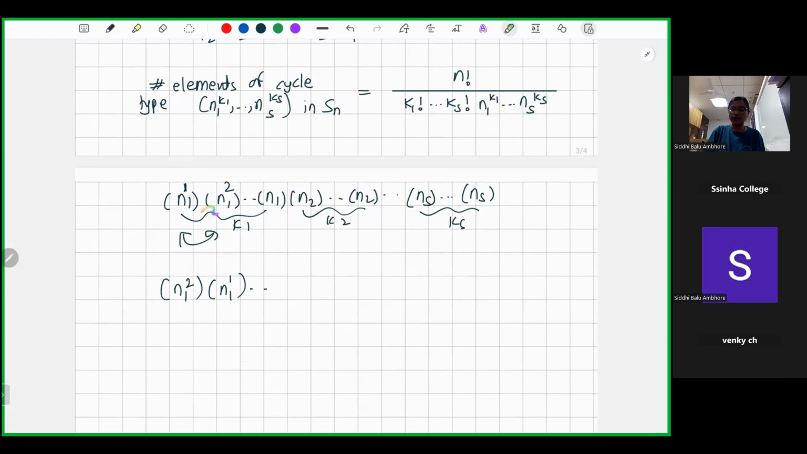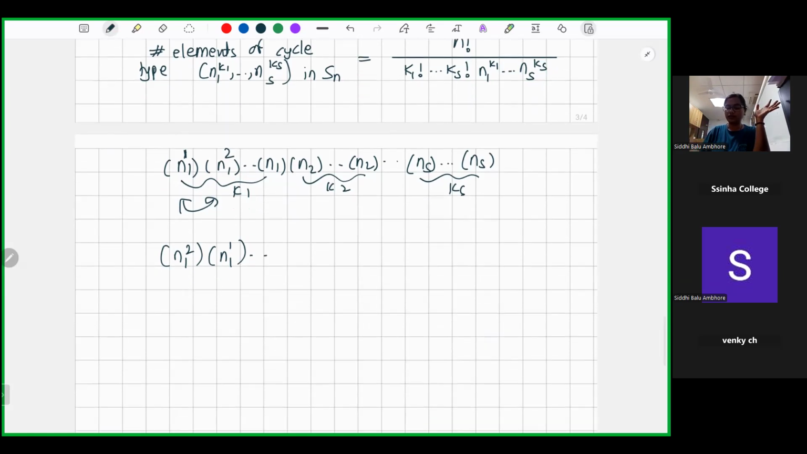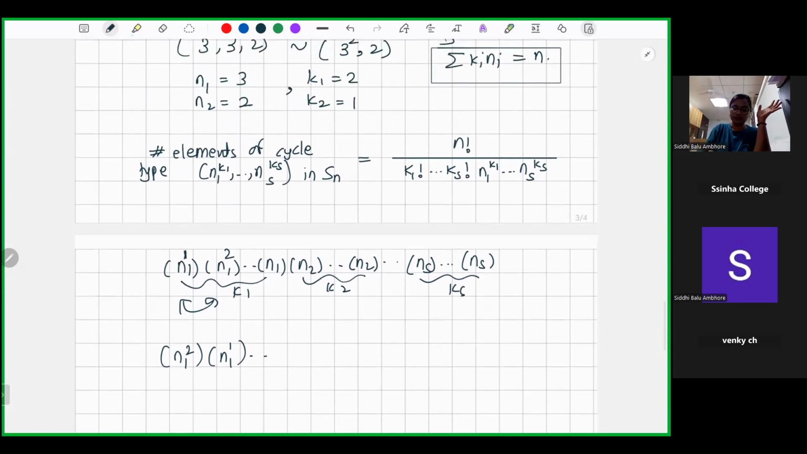And how many such elements are possible? K times, right? n1 power k1 and so on. I hope you understand what I'm trying to say here. Okay, so that's the formula. This is the formula. Let me box it.